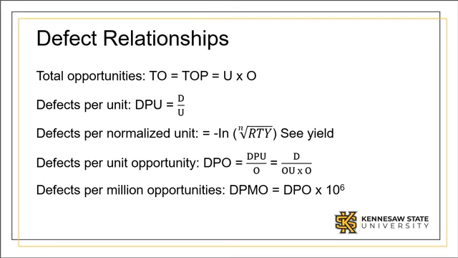And finally, defects per million opportunities is a very common measure in Six Sigma circles. It is the defects per unit opportunity times 1 million.